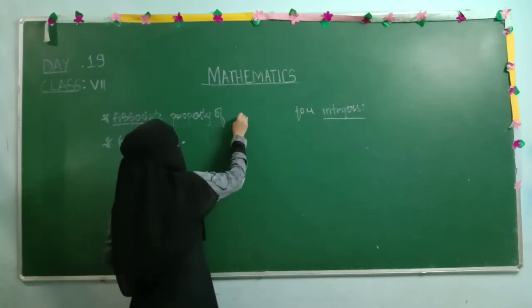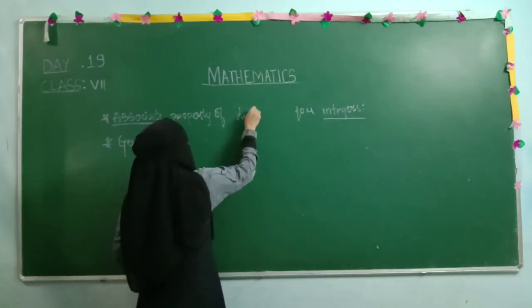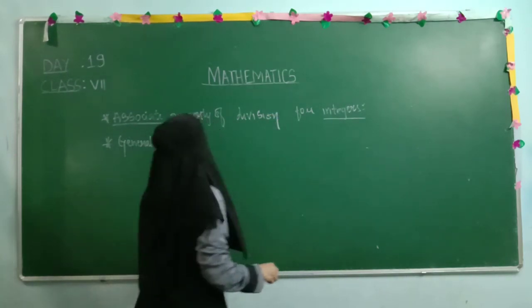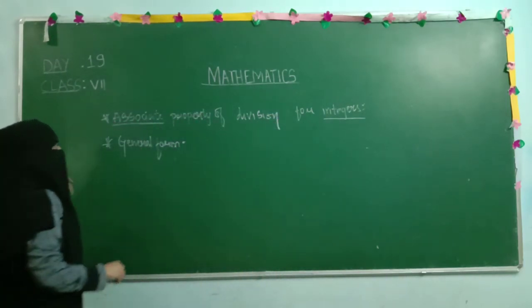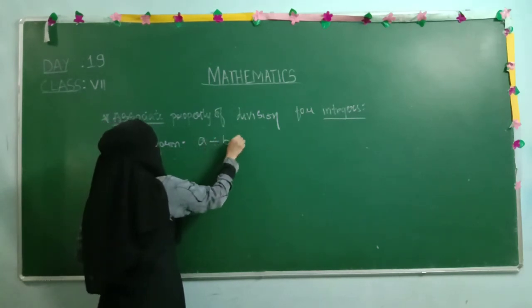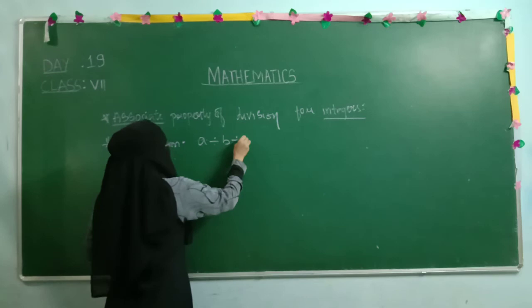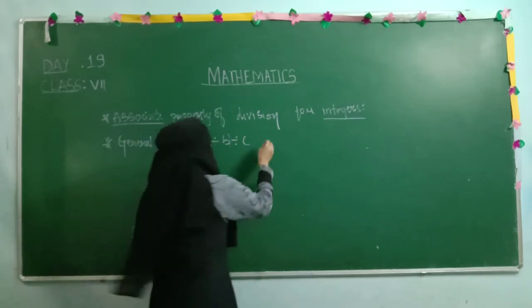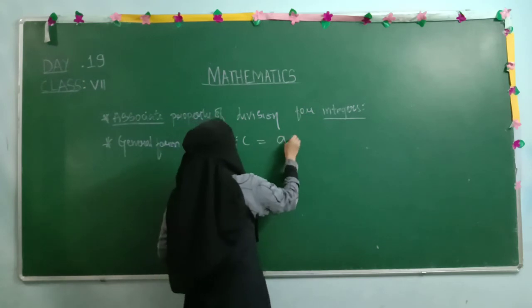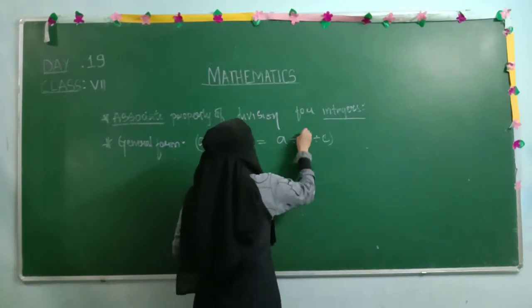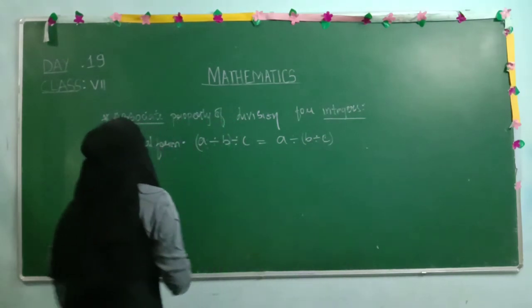Associative property of division for integers. Okay. The general form we need to write. Division, how are we going to write? Definitely (A divided by B) divided by C. We need to give the bracket to the first two terms. And here, the same, but we are changing the order of solving. That is, first we have to solve B and C.